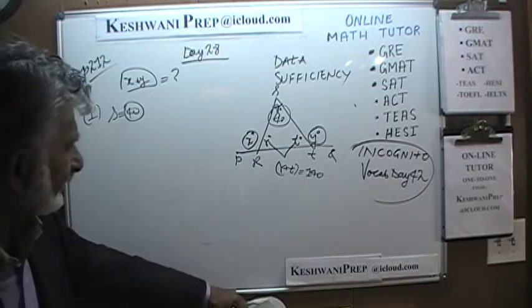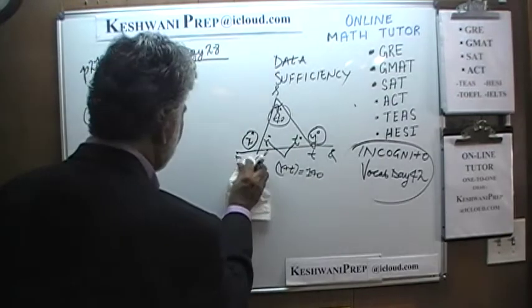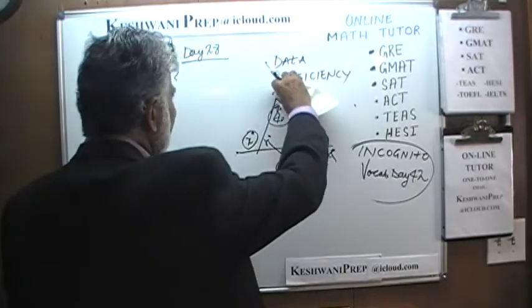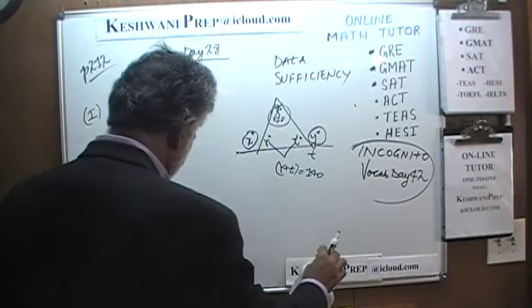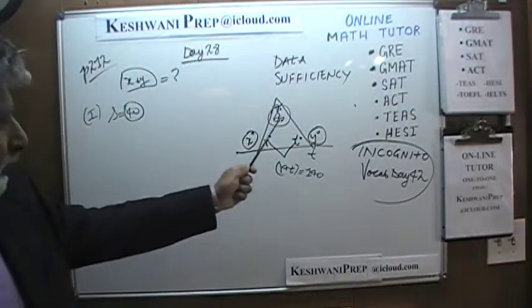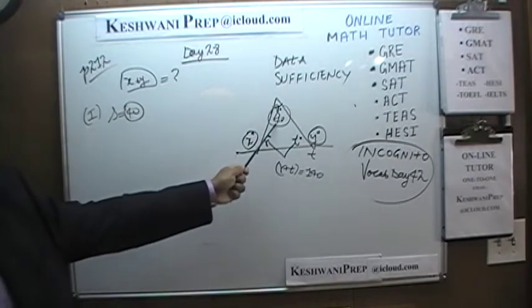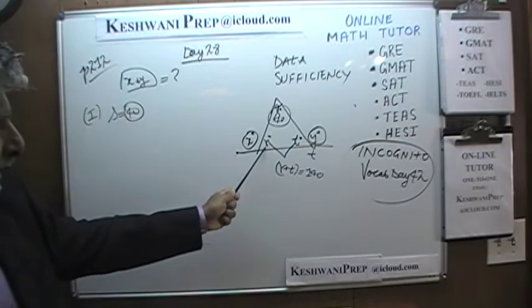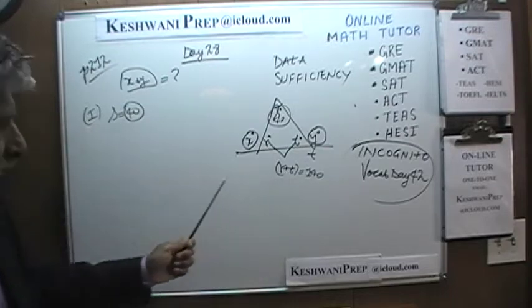I'm going to erase this name that they give us. It's not necessary. It's just annoying. It serves no purpose. We're just interested in the angles. So one more time, we are told that the angle s is 40. If angle s is 40, angle r and angle t must add up to 140. Okay, so here we go.